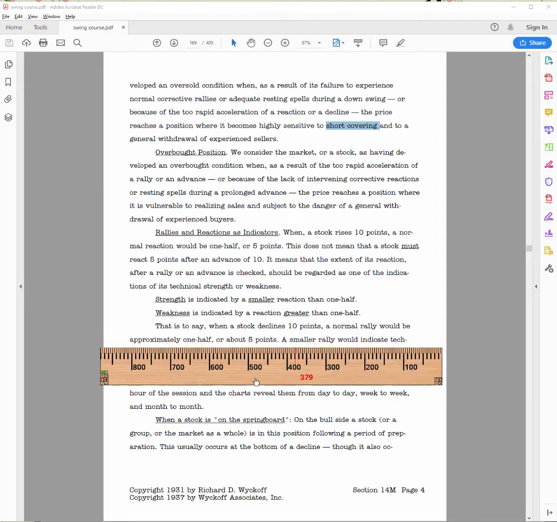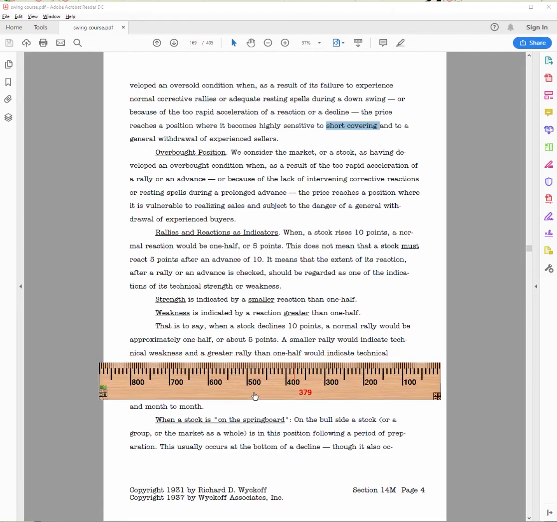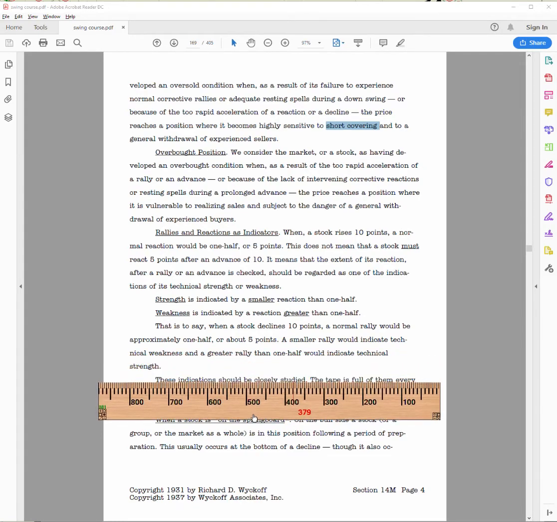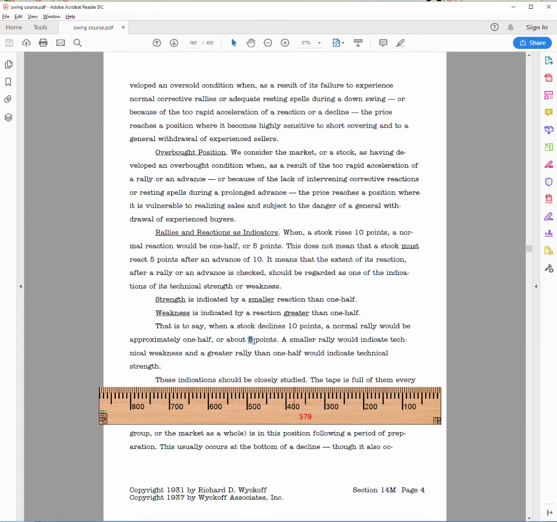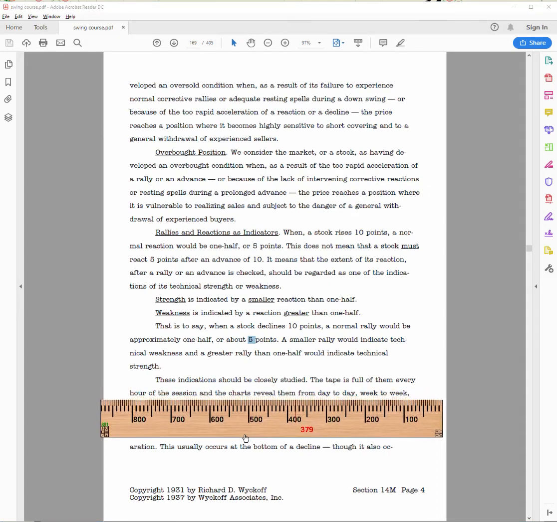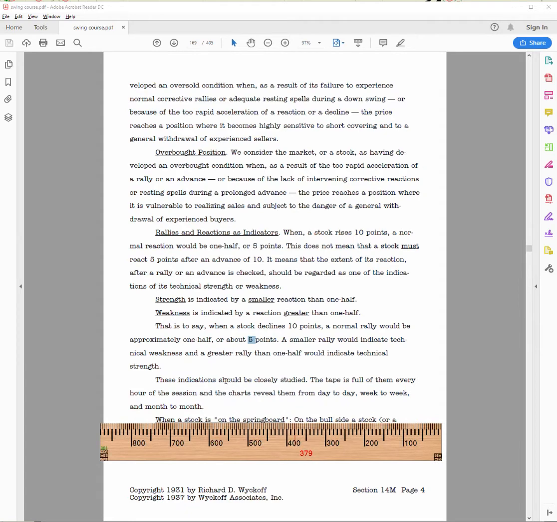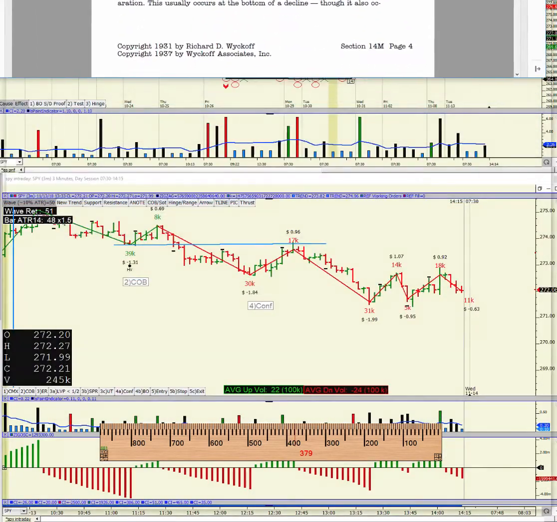That is to say, a 10-point rally normally would be 5 points down, and if it's only 4 points down, it's strong. If it's 7 points down, it's weaker. These indications should be closely studied. The tape is full of them every hour of the session, and the charts reveal them from day to day, week to week, month to month. So closely study them, and I'll give you an example right here.